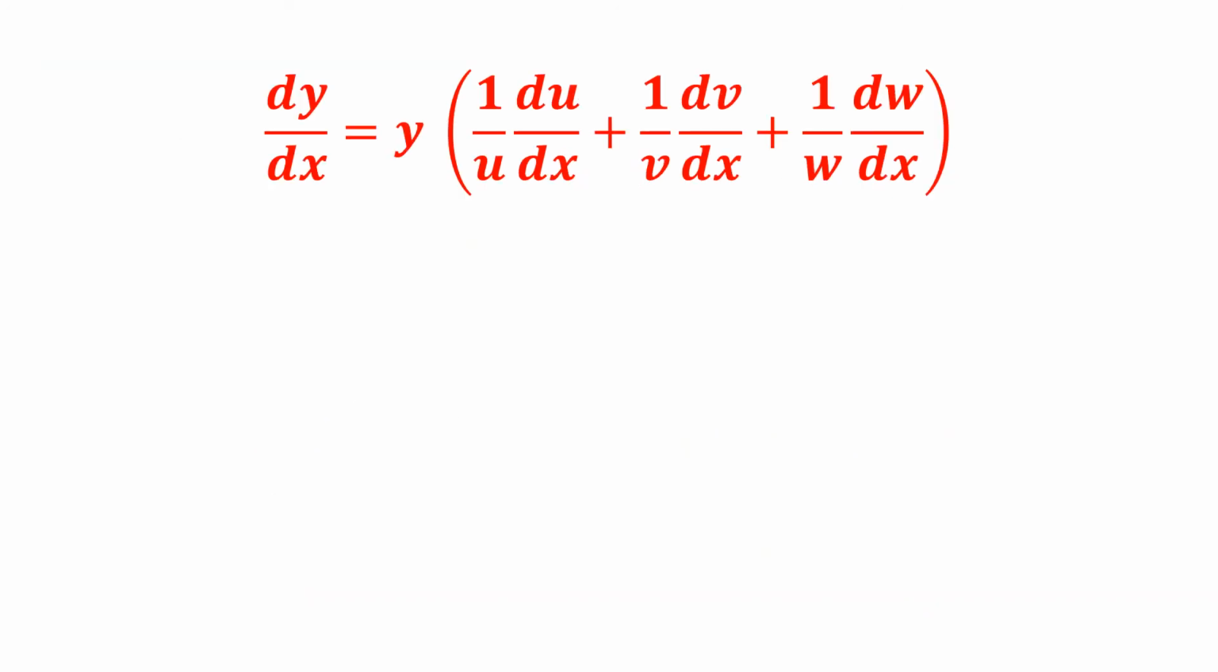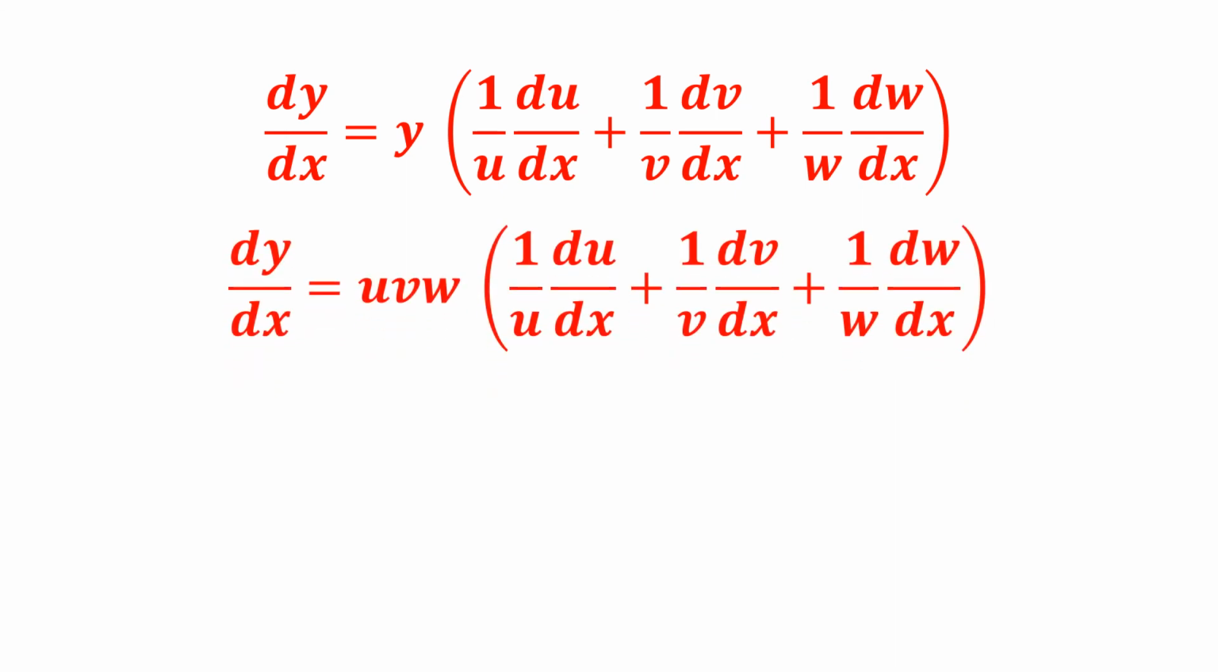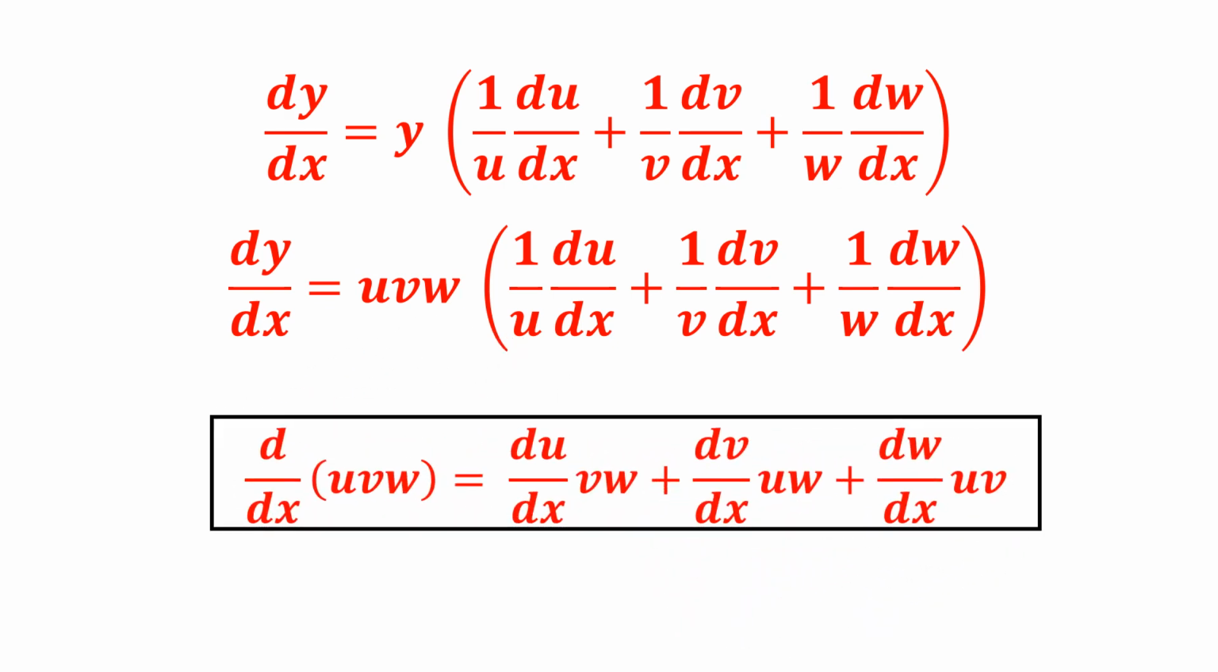We got dy by dx as y multiplied by 1 by u du by dx plus 1 by v dv by dx plus 1 by w dw by dx. Now y is nothing but uvw. I substitute it, then bring it inside. From the first term u will get cancelled, from the second term v will get cancelled, from the third term w will get cancelled. So you will get du by dx into vw plus dv by dx into uw plus dw by dx into uv.